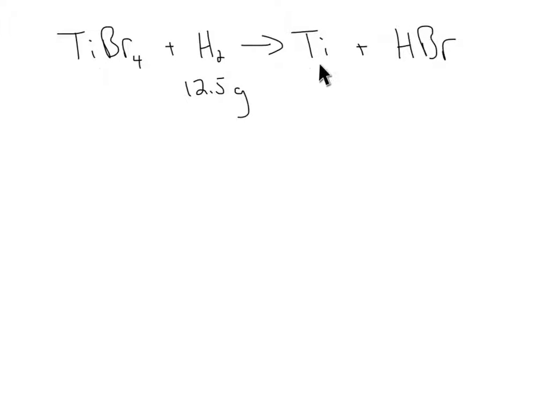If I look at the Ti, I have 1 and 1, so that's balanced. Now we go to the next element from the left, which is Br, so 4 there. Only 1 there, so I'm going to put a 4 in front of the HBr. Actually, let's do it in red, so that's 4 there. Now we look at the H's. I have 4 H's there, only 2 there. So then we put a 2 there. And now everything's balanced, so it's 1, 2, 1, 4.